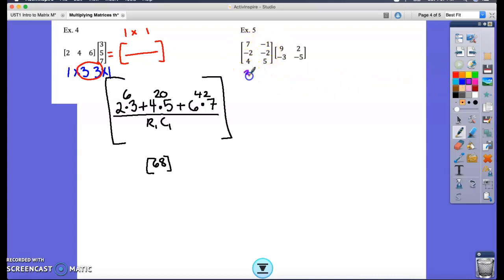This is a 3 by 2, and this is a 2 by 2. Are they compatible? Yes, they are compatible. Yeah, and our answer will be a 3 by 2. So 3 by 2.